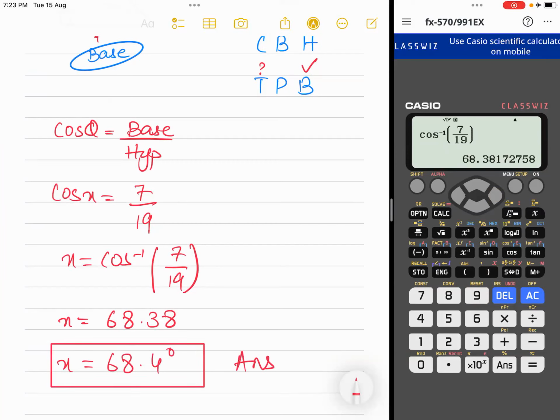Easy, everybody? Understood? Ibad, understood? Any problem, bacha? Any problem?